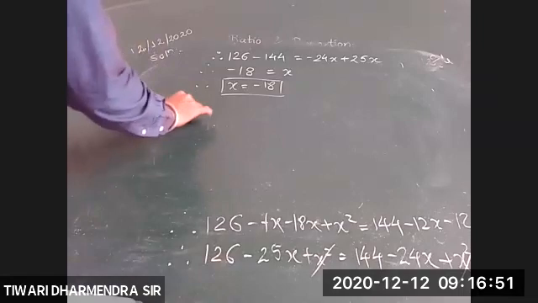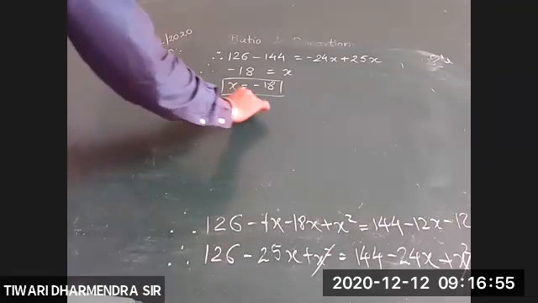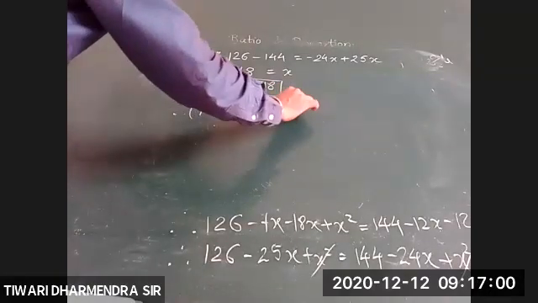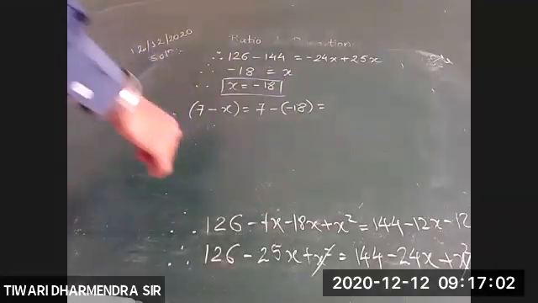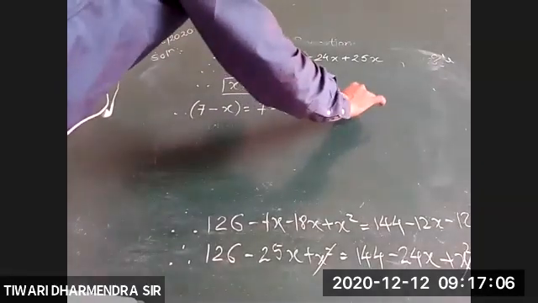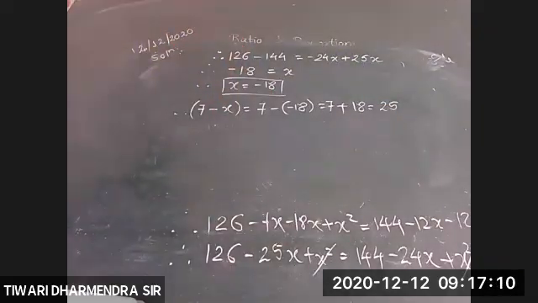Therefore, 7 minus x is equal to 7 minus the value of x, which is minus 18. So what is the answer? 7 minus minus 18 is 7 plus 18, which is 25. This is the first number.